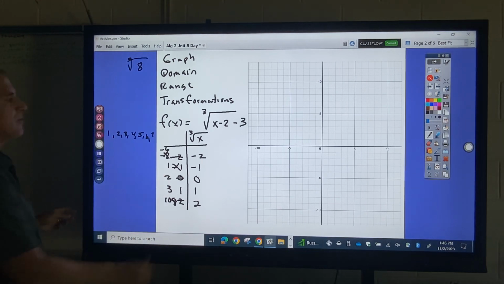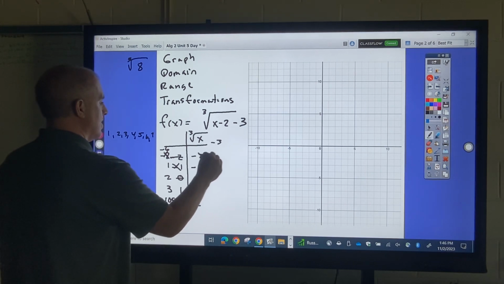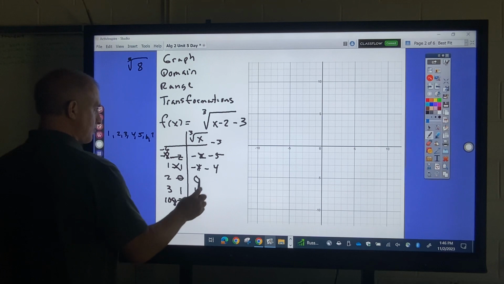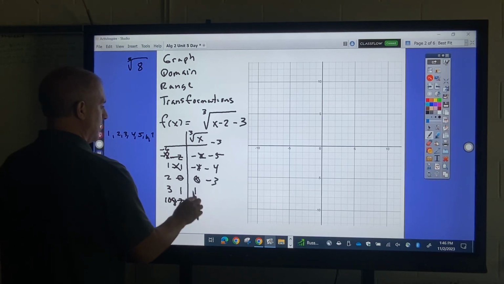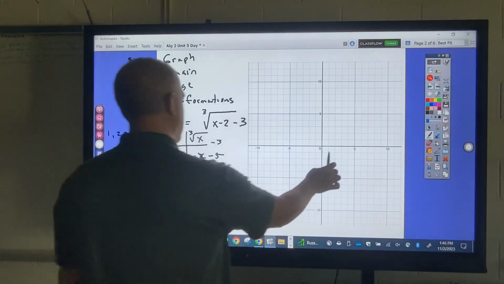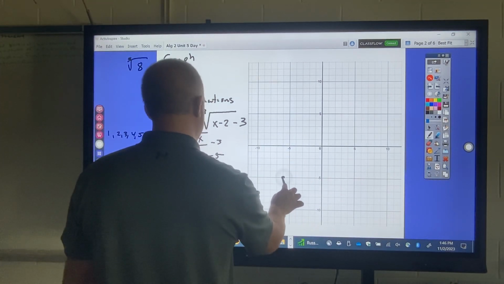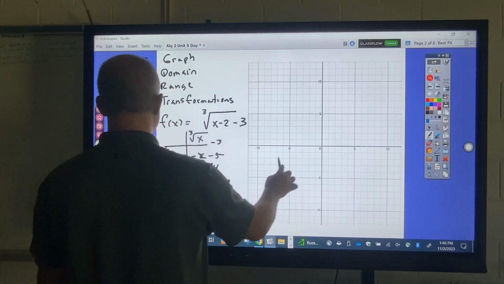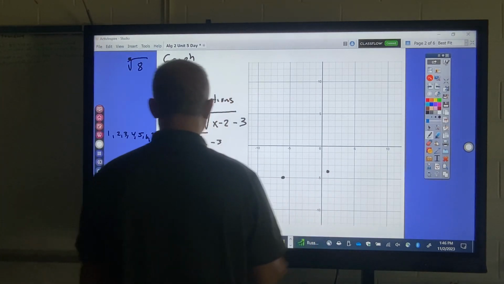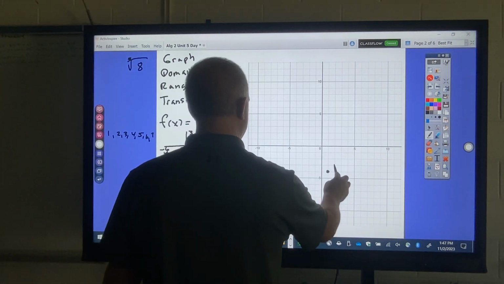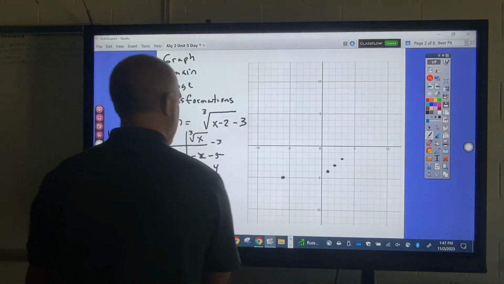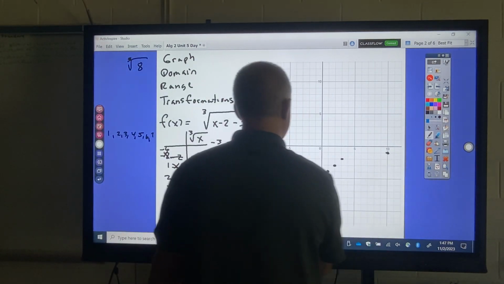What's going to happen with my y value? Subtraction of 3. So that's negative 5, negative 4, 0, I'm sorry, negative 3, negative 2, and negative 1. So at negative 6 over, negative 5 down, at 1 over, negative 4 down, at 2 over, negative 3 down, at 3 over, negative 2 down, and at 10 over, negative 1 down. So here is what this looks like.